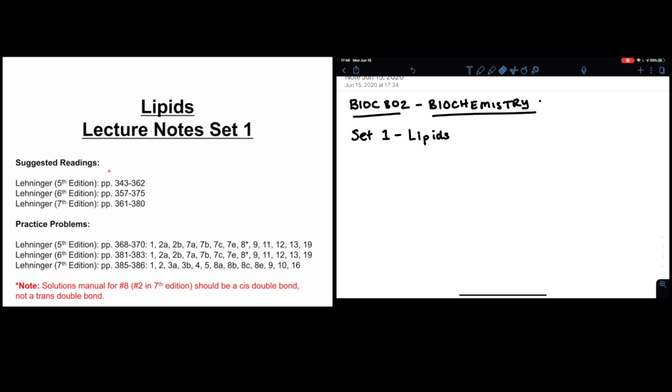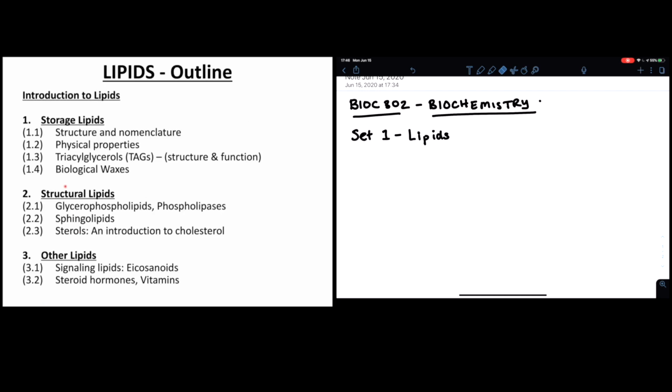The suggested readings from Lehninger are listed here from the 5th, 6th, and 7th editions, and you can optionally do the practice problems, which are also given here from the 5th, 6th, and 7th edition. In this outline, we'll be talking about storage lipids, structural lipids, and other lipids.